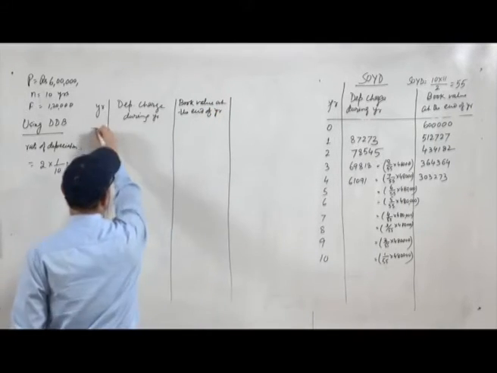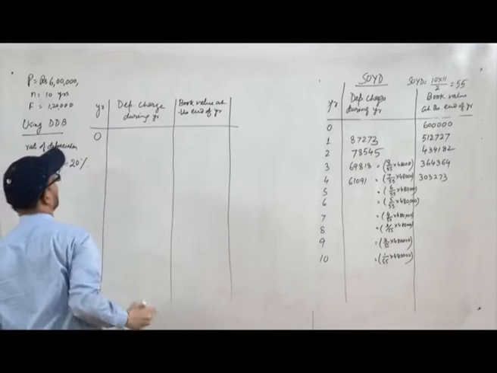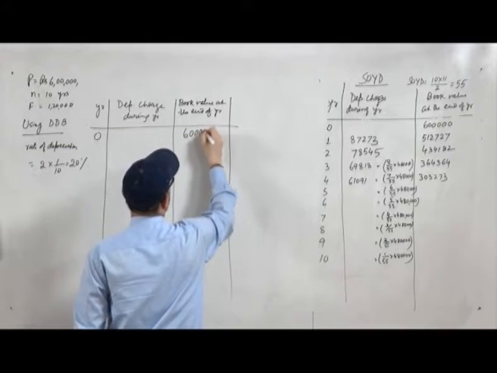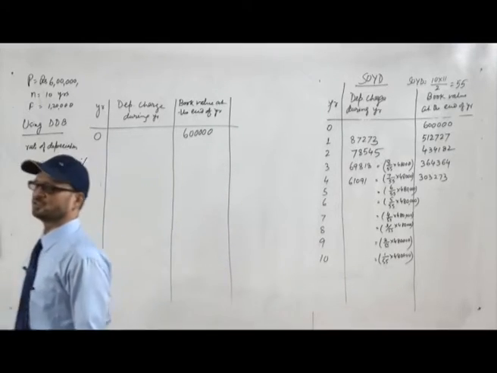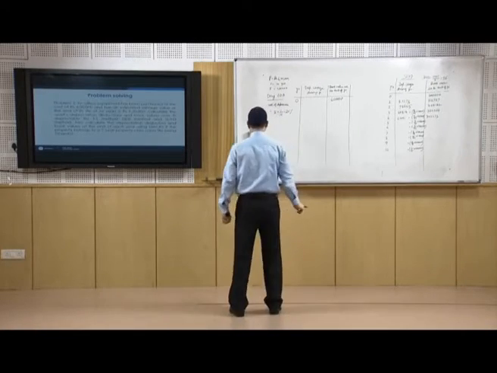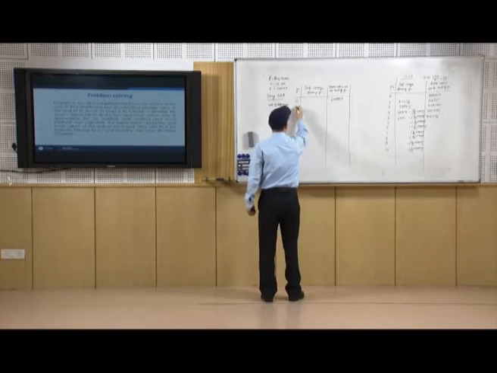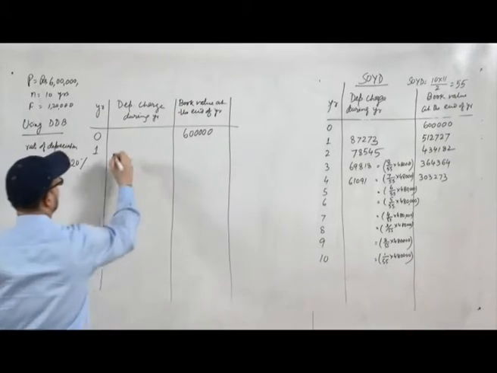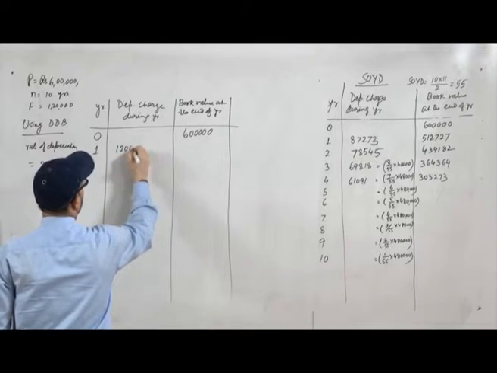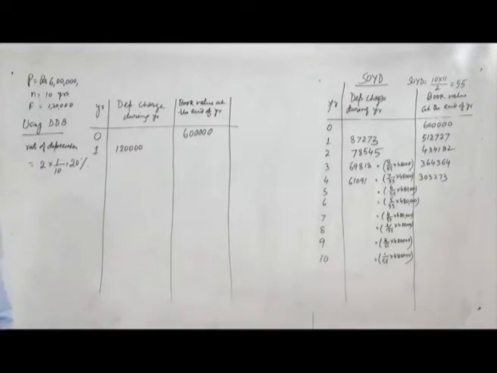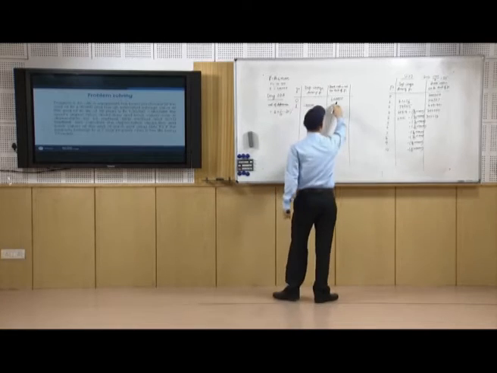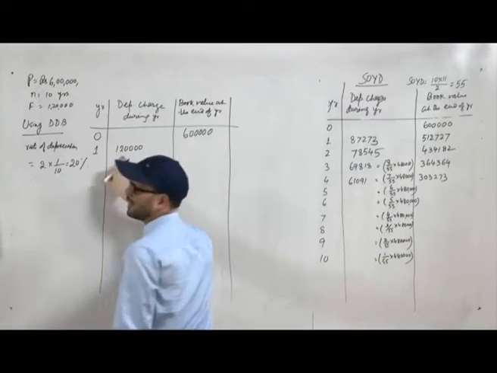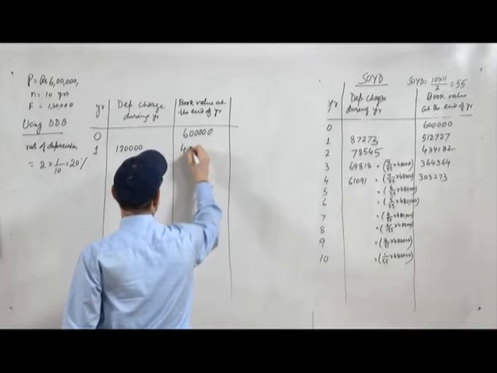Now, in this case we have again at 0 year end the value is 6 lakh. Now, rate of depreciation is 20%. So, in the first year 20% of 6 lakh, that is 1,20,000. So, the book value after the end of first year is 6 lakh minus 1,20,000, this is 4,80,000.